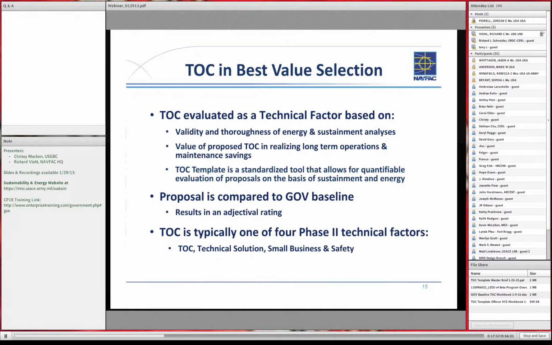Now, in our case, this total ownership cost factor is replacing our standard energy and sustainability factor, which is a narrative factor, where we ask the offerors to give us their proposed solutions and the benefits of what they're going to do in their concept, but that's all through a narrative. In this case, we're trying to quantify it for the first time.